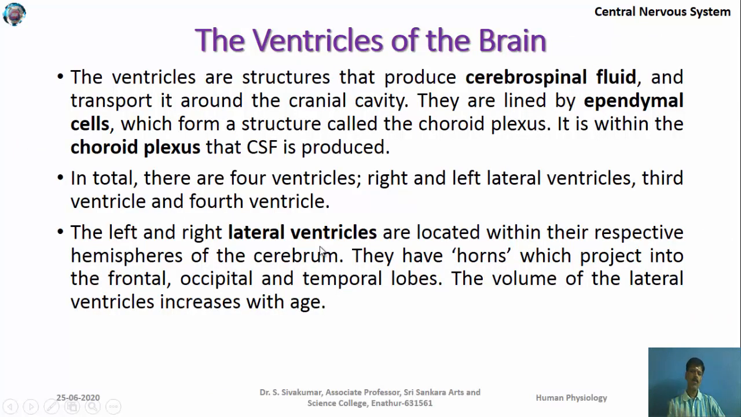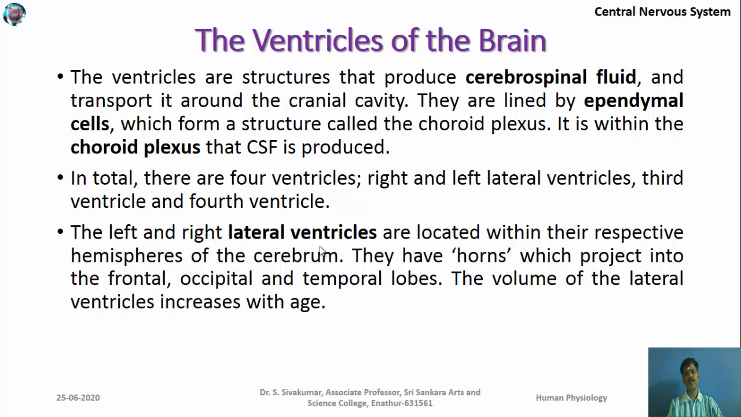Then when you talk about the central nervous system, brain and spinal cord, if you take a brain, the brain is going to contain the forebrain, hindbrain, then midbrain part. In that brain we have some ventricles, cavities. Those ventricles are structures that produce the cerebrospinal fluid and transport it around the cranial cavity. They are all lined by ependymal cells. Ependymal cells are present in those particular cavities. So they are also present in the choroid plexus.